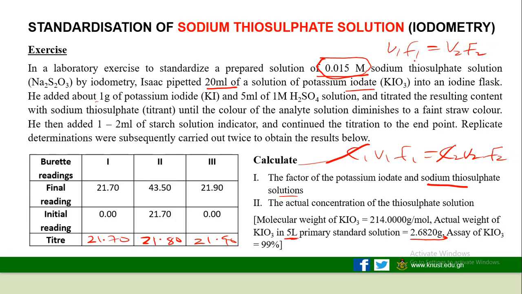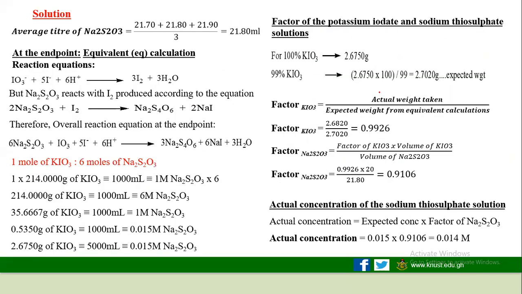So right after finding the factor here, we can just find the factor of the secondary standard. Then after that, we are supposed to find the actual concentration of the thiosulfate, which is so simple because the actual concentration is the expected concentration times the factor. That is why we said the factor is used to correct the concentration. Good. Now let's look through the solution.